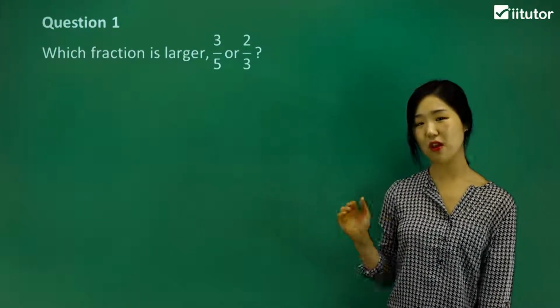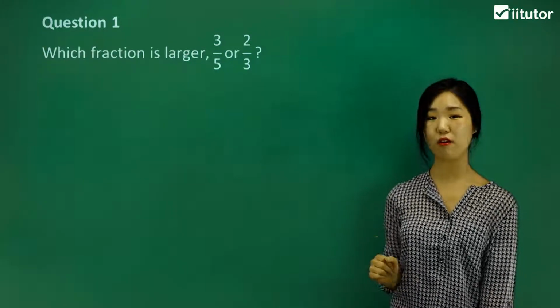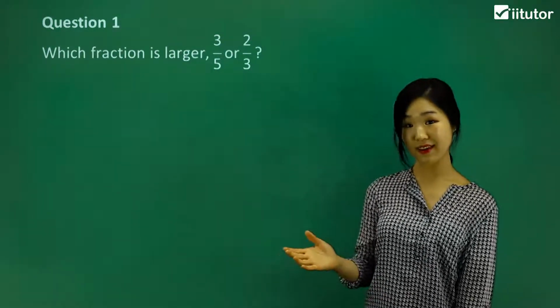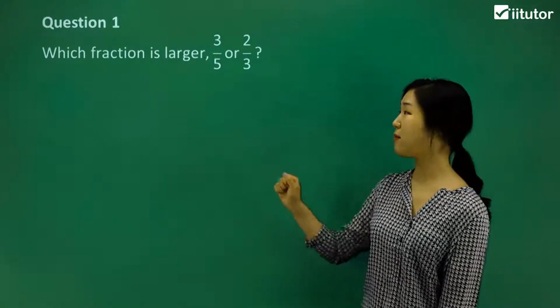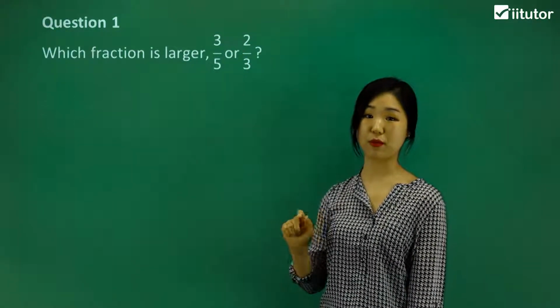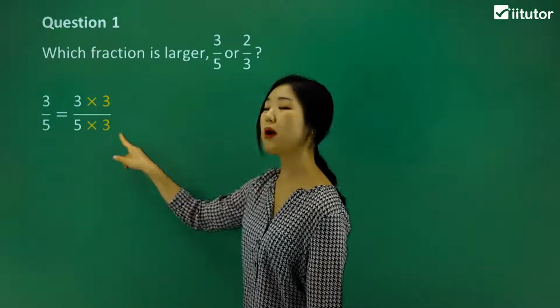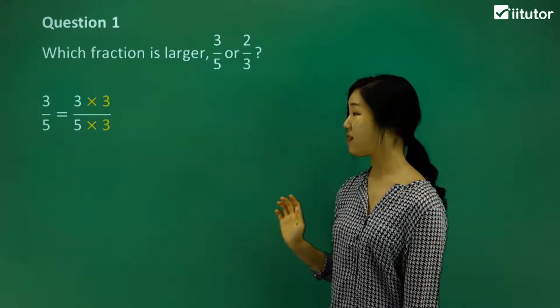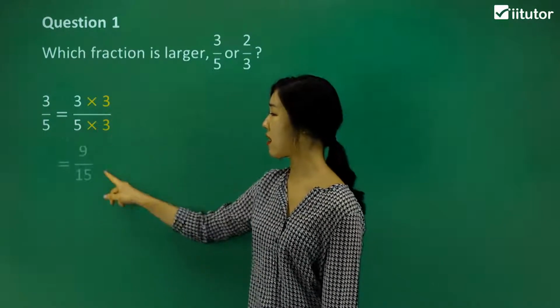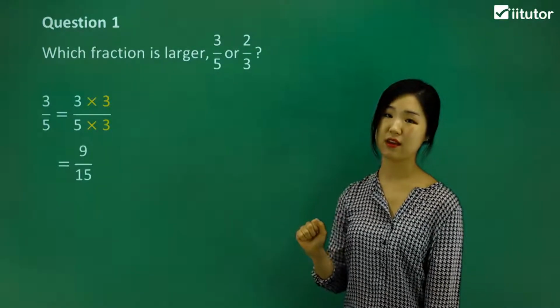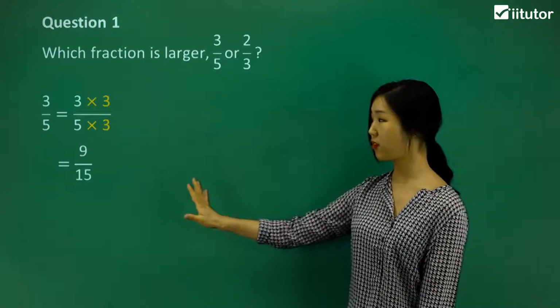So I'm going to try to make them both have the denominator of 15. So what do I have to multiply to 5 to get to 15? 3, isn't it? So make sure you multiply the numerator by 3 as well. So that's what we're going to do now. So I'm multiplying for the first fraction, top and bottom, by 3. And if I do that, I know that 3 times 3 will get us 9, and 5 times 3 will get us 15. So we'll leave it there for a moment.